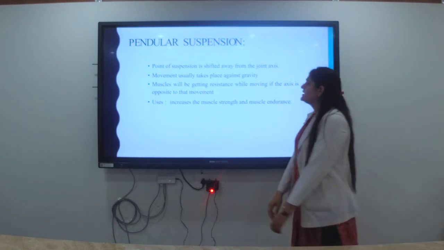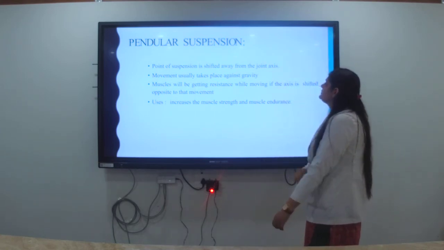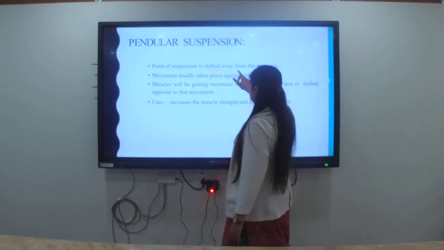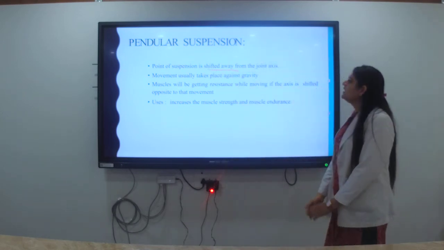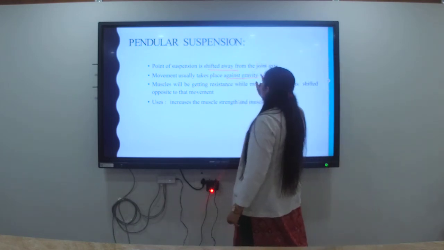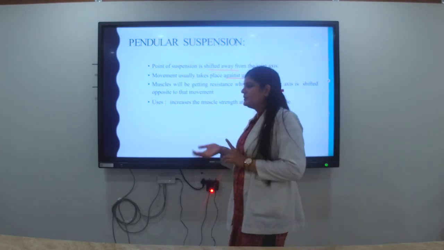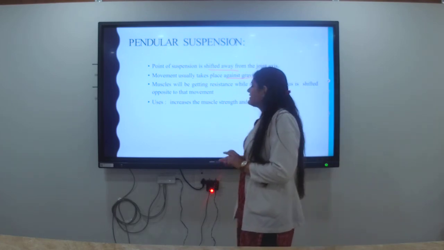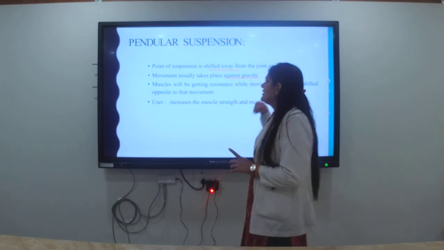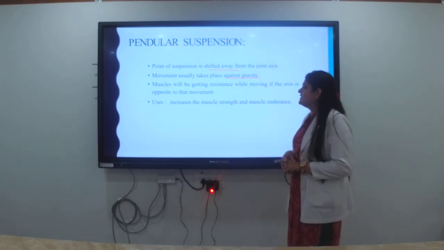Now we'll talk something about the pendular suspension. The point of suspension is shifted away from the joint axis. Shifted away. Movement usually takes place against gravity. Till now we were talking about only grade 2 plane movements of eliminating the gravity or supporting the gravity. But with the help of pendular suspension, we can do movements against the gravity.